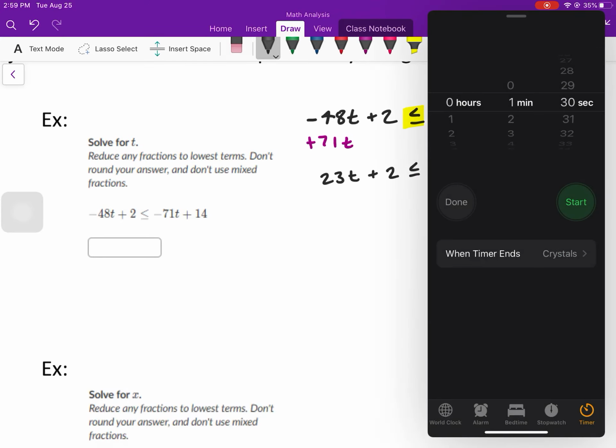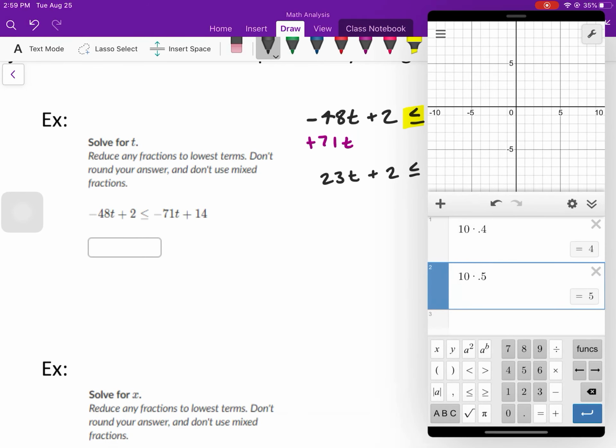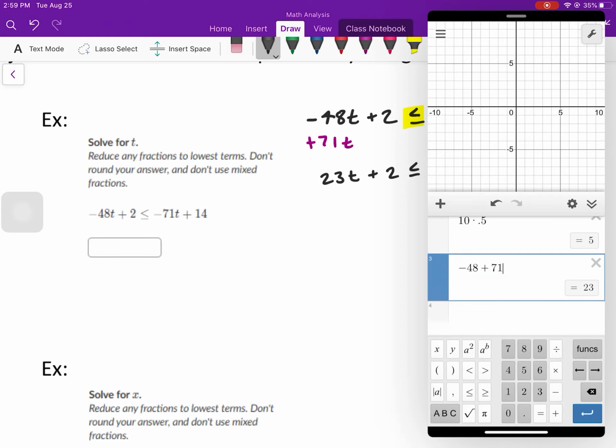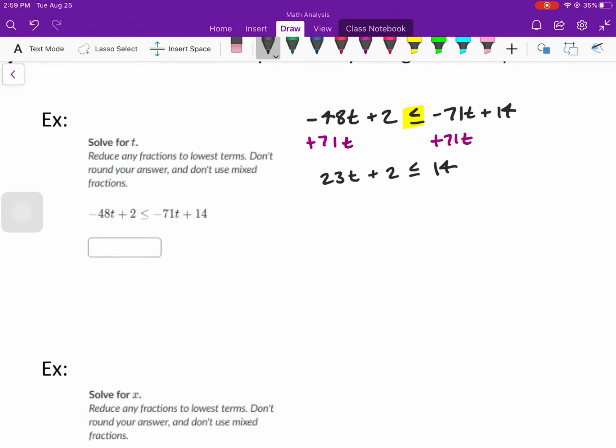Just want to double check that. There we go. And I'm correct. Don't know why I doubted myself. Now subtract the 2. And last, divide by 23. Now this is a positive number that we're dividing by. Notice when we subtract, we don't have to flip the sign. It's when you multiply or divide by a negative number.